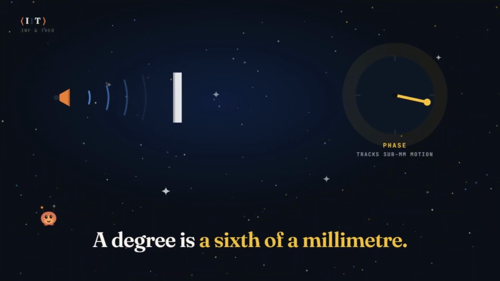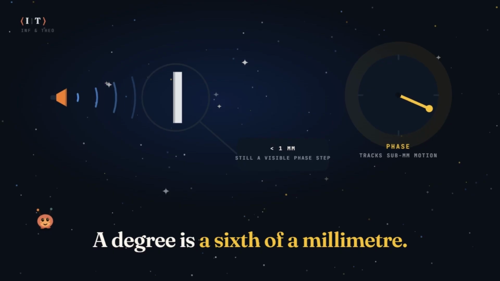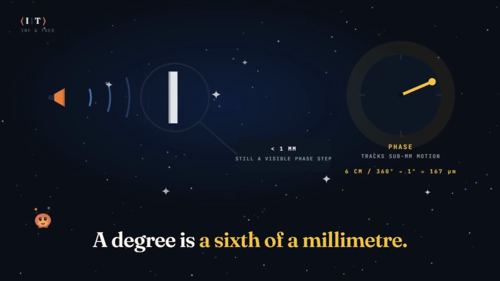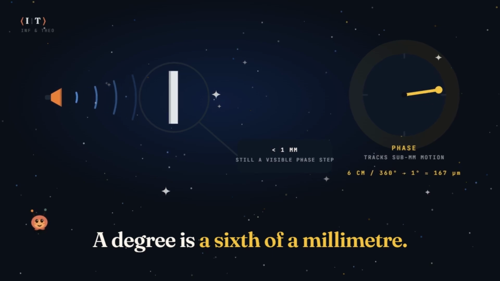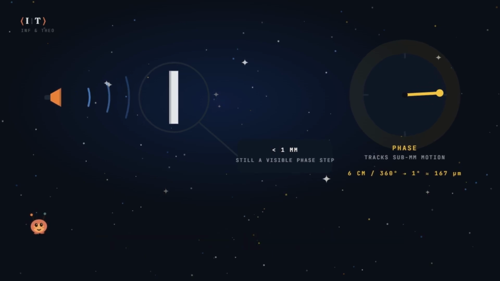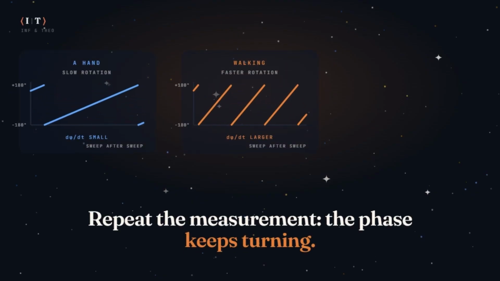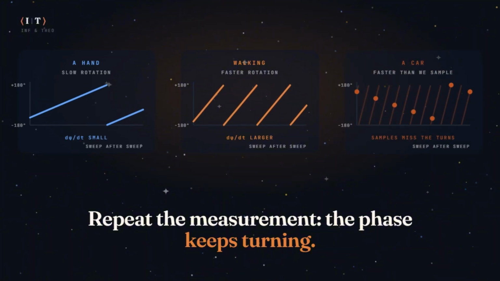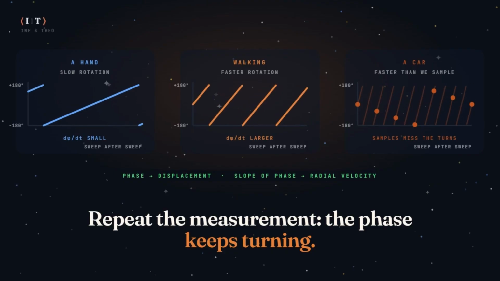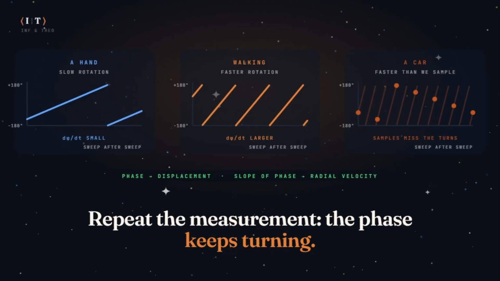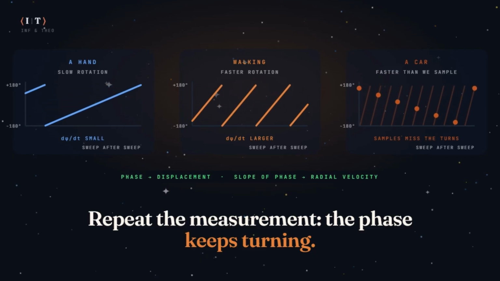Turn that around and it gets fun. If 6 centimeters is 360 degrees, then 1 degree is 167 microns. Move the plate less than a millimeter and the phasor still twitches. Now repeat the sweep and log the phase. A slow target draws a gentle ramp that wraps at 180 degrees. Walking speed gives a steeper ramp. A car is faster than you can sweep. The phase wraps between readings and the slope lies to you. That is aliasing, your sampling limit.